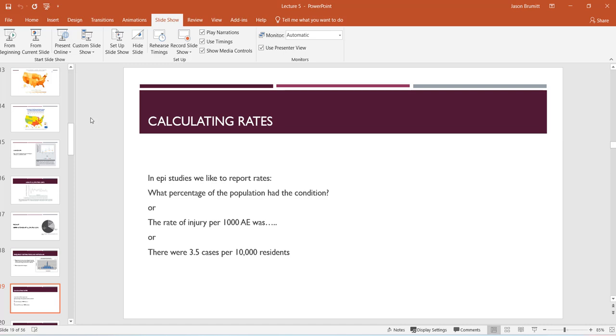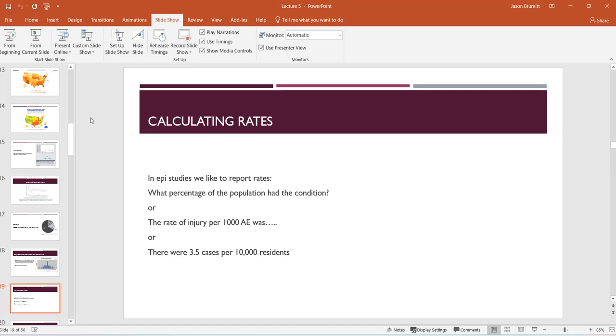All right, let's look at calculating rates. So we like to report rates in epidemiologic studies. What percentage had the condition? We talked about rates previously. We might report them as, like, the rate of injury was 10 per 1,000 AE, or 1,000 athletic exposures, or something like there were 3.5 cases per 10,000 residents.